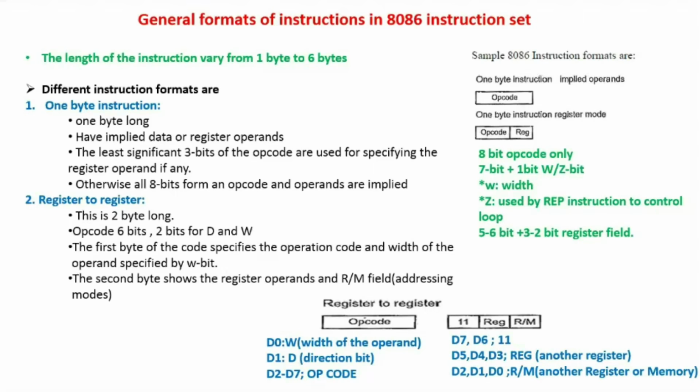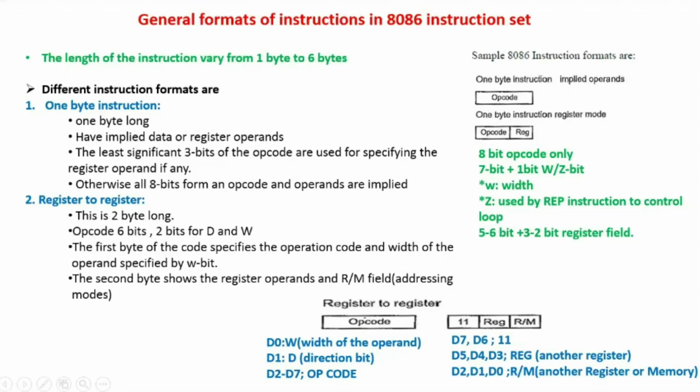So we'll see each type of instruction and try to understand how they have a different format. If the instruction is a 1 byte instruction, it will be 1 byte long, so it has 8 bits. It has implied data or register operands in it, or it can have the complete 8 bits as an opcode, or it can have the least significant 3 bits of the opcode used for specifying the register operand, if any. Otherwise, all the 8 bits form an opcode and operands are implied.